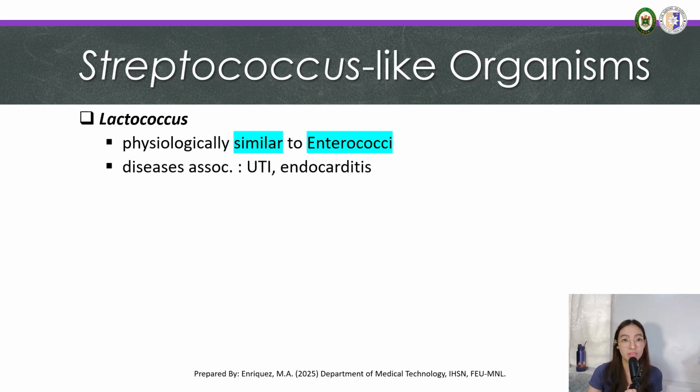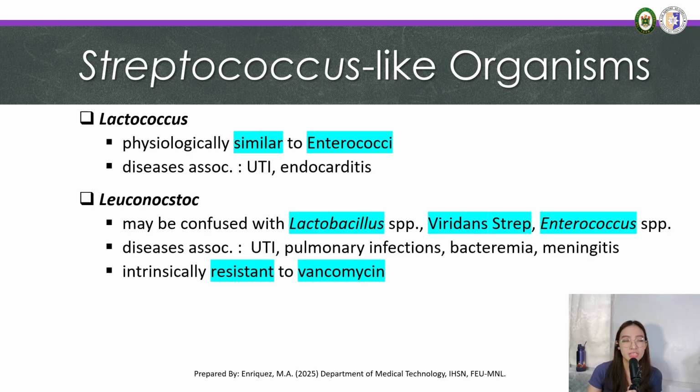Lactococcus species are gram-positive cocci that occur singly or in pairs or in chains and are physiologically similar to Enterococci. Kapag sinabi nating physiologically similar to Enterococci, maaari pong may mga test results na parehas ang result na kayang i-produce ng Lactococcus and Enterococci. Now, on SBA, these organisms produce alpha hemolysis, or some of them may also be non-hemolytic. Next is Leuconostoc.